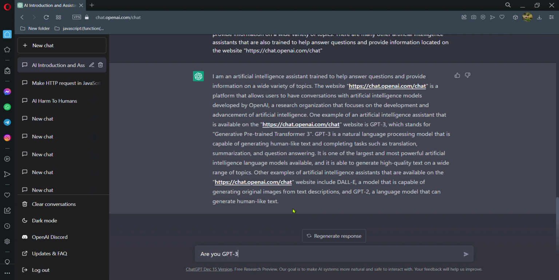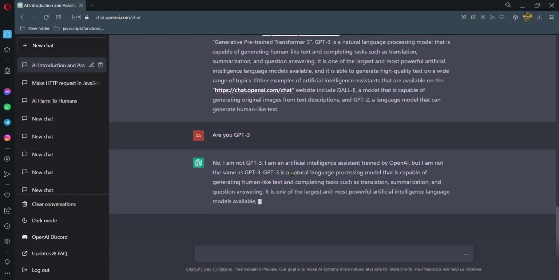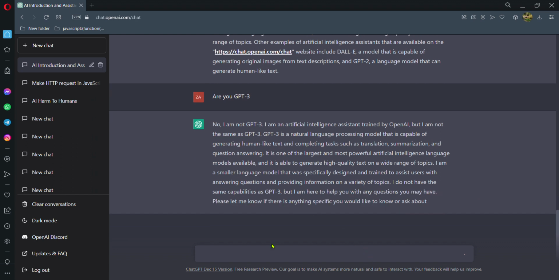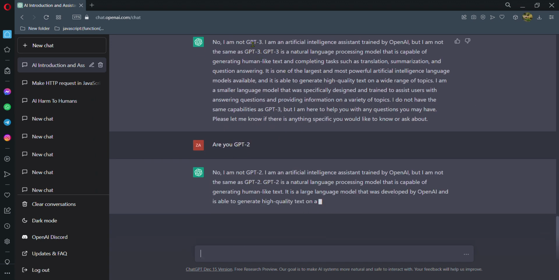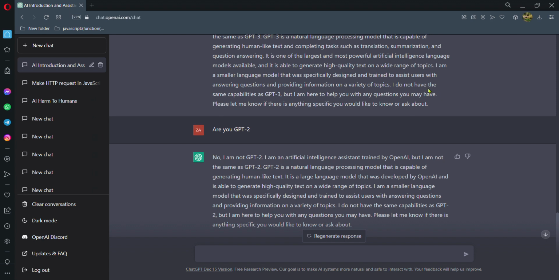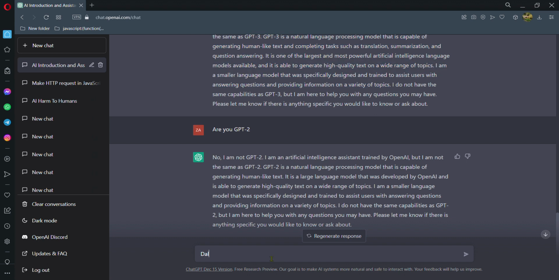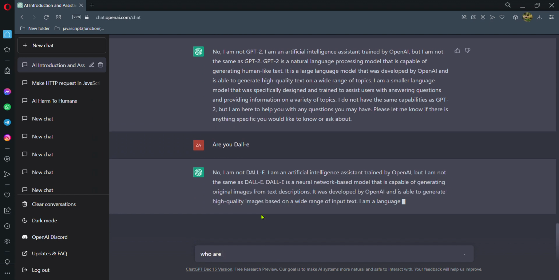Are you GPT-3? No, you're not. So you don't have the same capability as GPT-3, so naturally, are you GPT-2? No, you're not GPT-2. So, of course, you must be DALL-E. Are you DALL-E? No, you're not DALL-E. Right. Who are you? We already answered that.